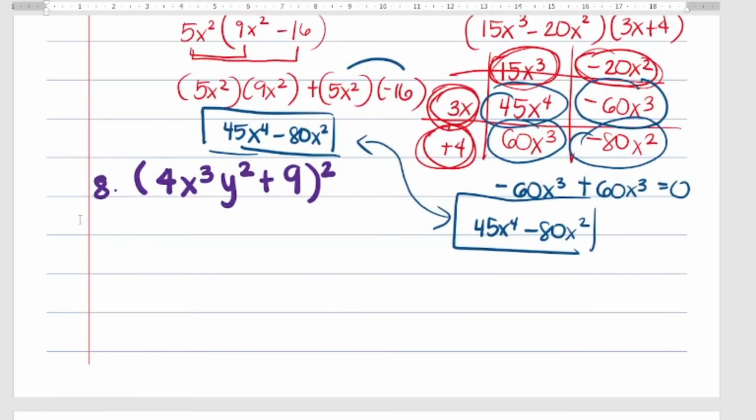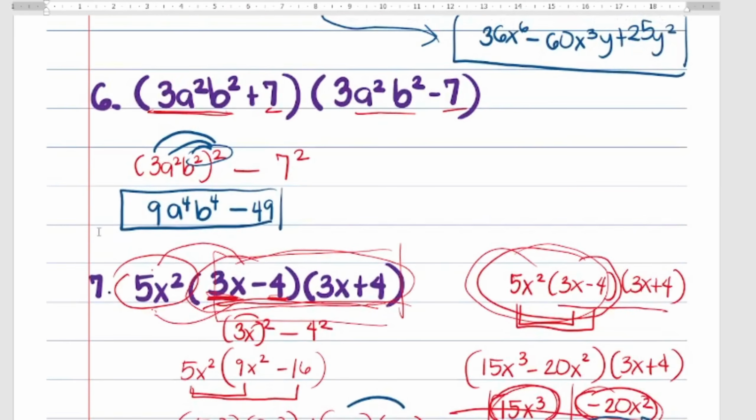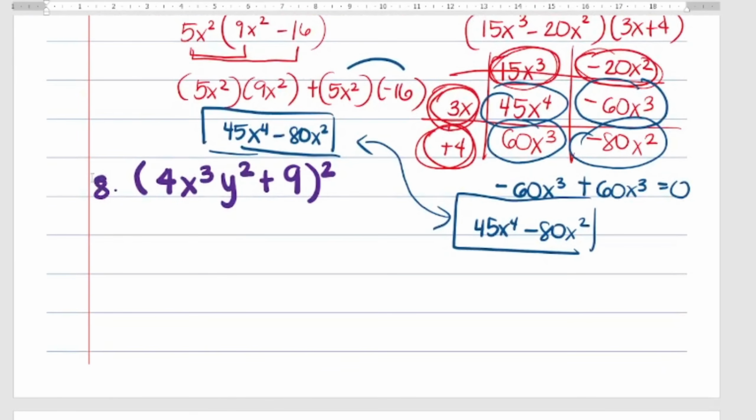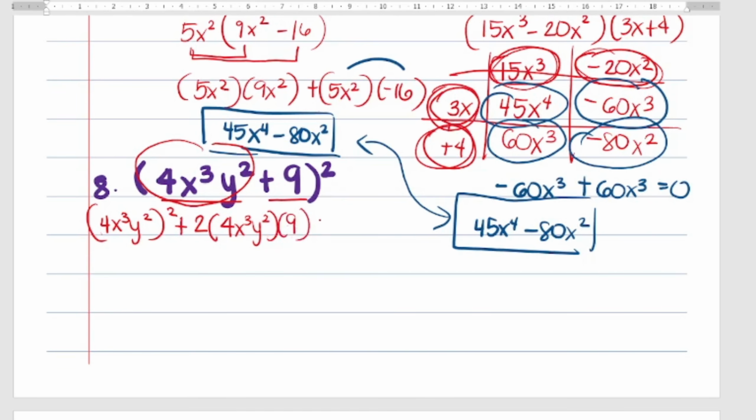Next, number 8. The pattern keeps repeating. Number 8 has the same pattern with number 5. We are squaring a binomial. So, to answer this, let's just use special product. You will get the square of this, that's 4x cubed y squared, plus 2 times the product of the two, that's 4x cubed y squared times 9, plus the square of the last term.